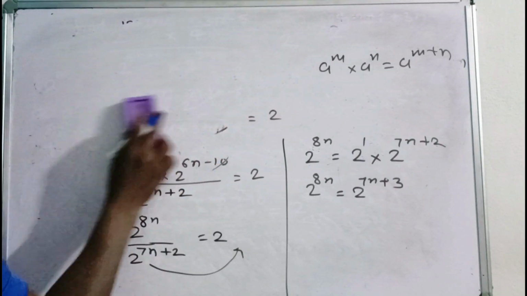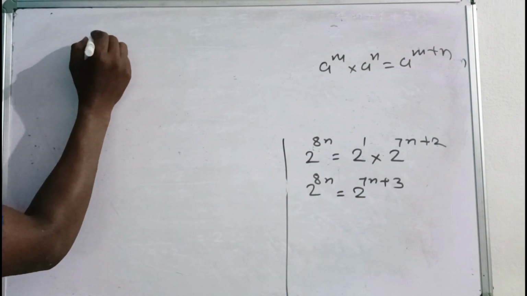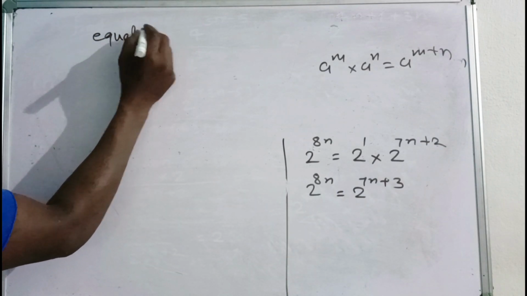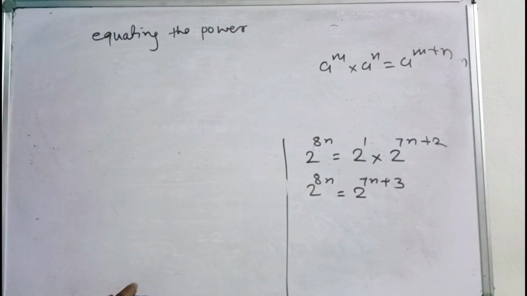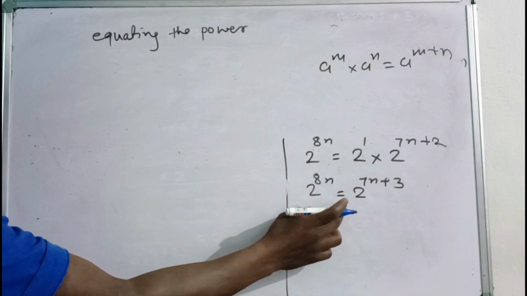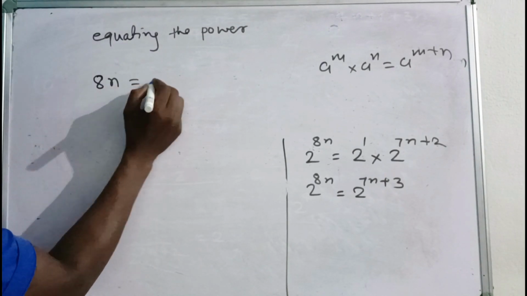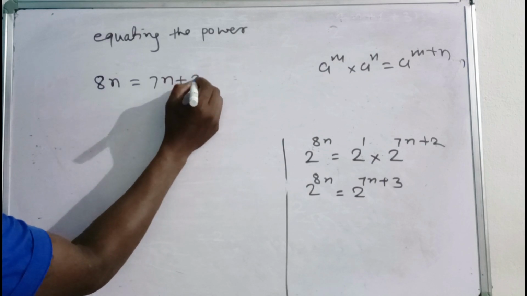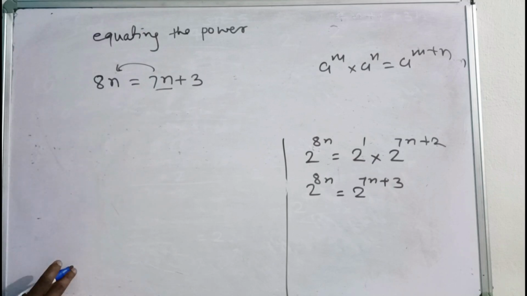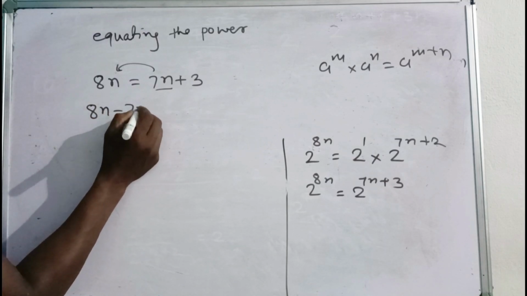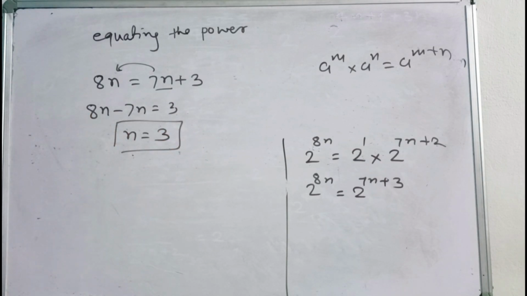Now we can compare the power, equating the power. Why we are equating the power? Because base is same. This is equal. Base is same. Obviously, automatically, power is 8n is equal to 7n plus 3. Then this 7n goes to left side because it is a variable. So 8n minus 7n is equal to 3. n is equal to 3. This is the answer.